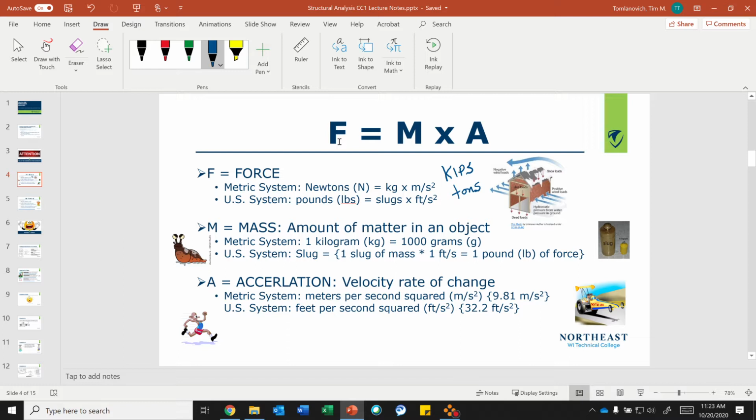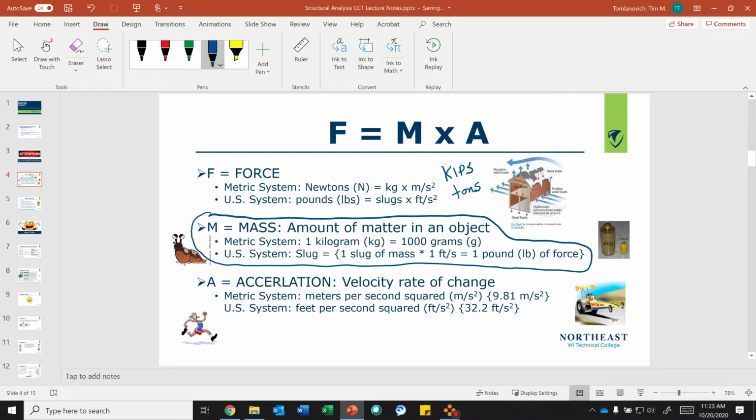Now, what's the difference between force and mass? Let me back up. Mass is basically how much it weighs. So when you weigh yourself on the scale, that is actually a force. That is not a mass because that does not include gravity. Mass does not include gravity. That is like when we're in outer space, no gravity. So force equals mass times acceleration.